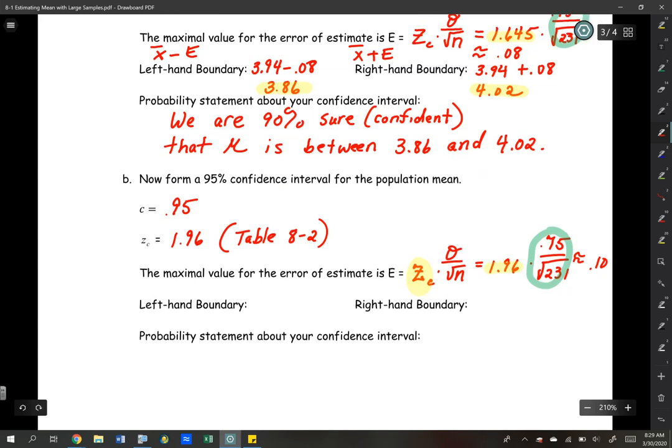So we now calculate our left-hand boundary, x bar minus e, and our right-hand boundary, x bar plus e. So we're going to get 3.94 minus 0.10, 3.94 plus 0.10. And when we calculate those, we get 3.84 and 4.04. So these are the values we need to write our probability statement for the 95% confidence interval.